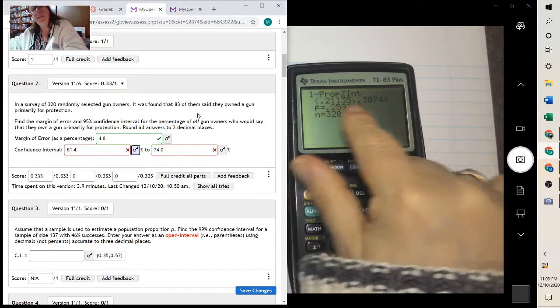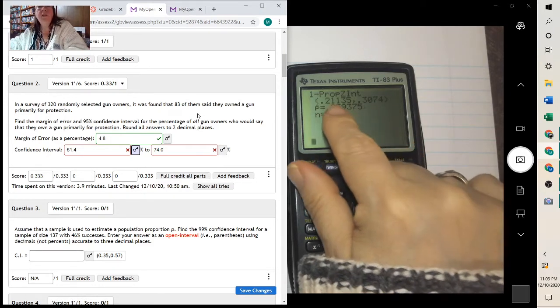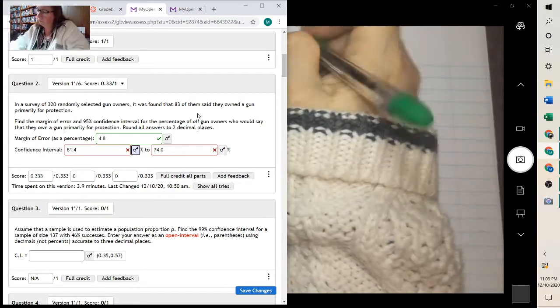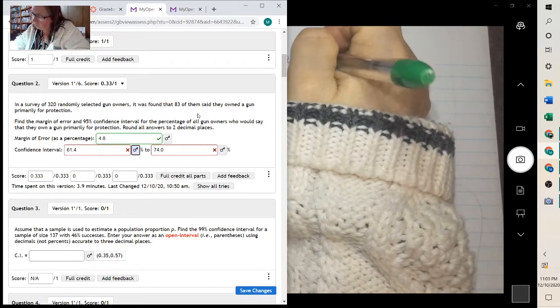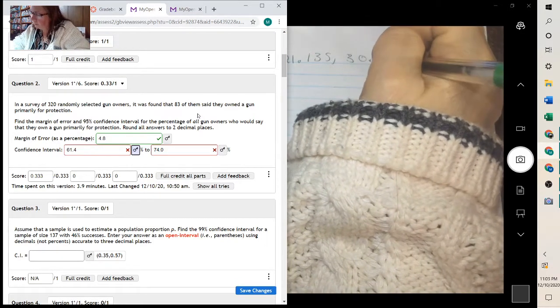Now, this is the decimal. They wanted the percent, and so you multiply these by 100. It was 21.135 and 30.74.